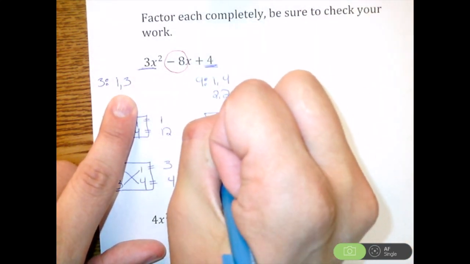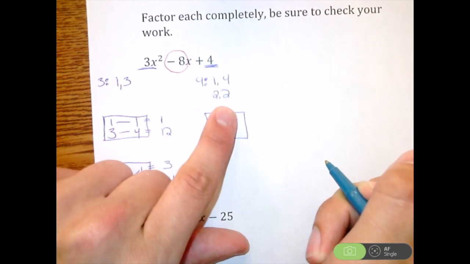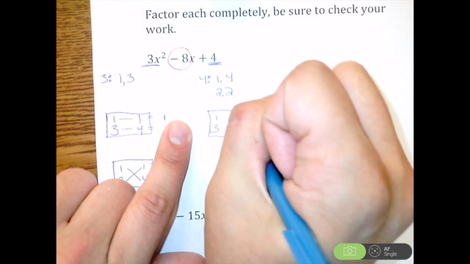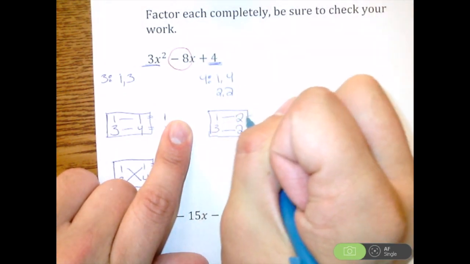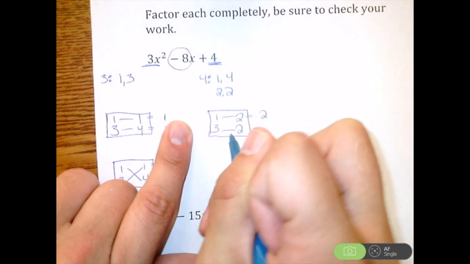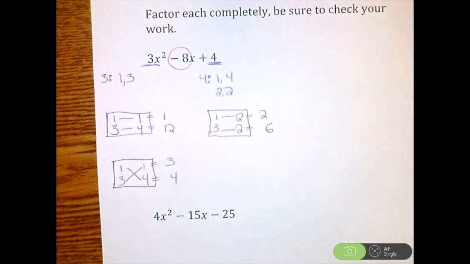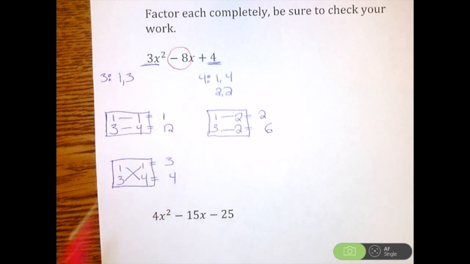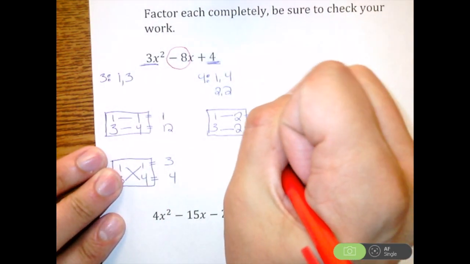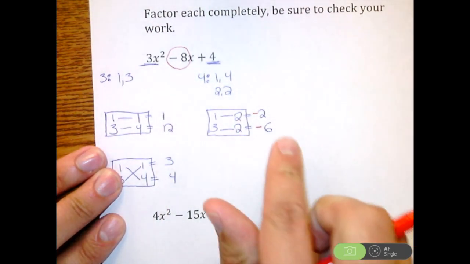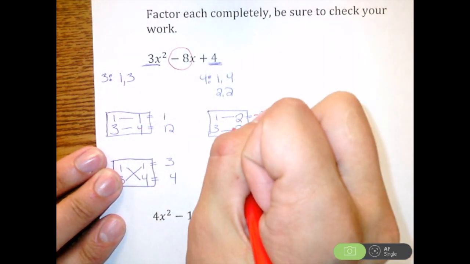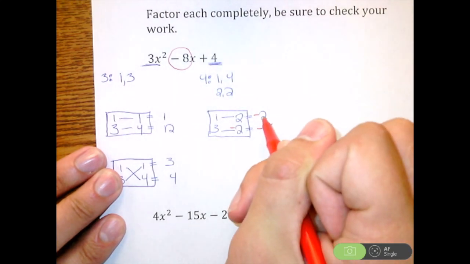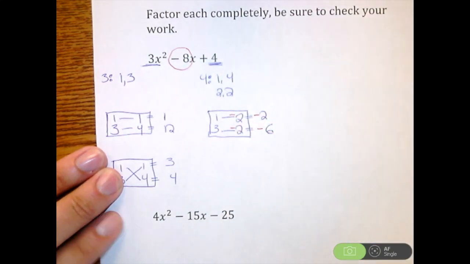So I can do 1 and 3, and then instead of 1 and 4, because that didn't work, let's try 2 and 2. So multiplying straight across, 1 times 2 is 2. 3 times 2 is 6. So I have to ask myself, can I use 6 and 2 to get -8? Well, if I make this -6 and -2, I can definitely get -8 out of that. But if I make this negative, this 2 over here has got to be negative. If I make this negative, over here has got to be negative.